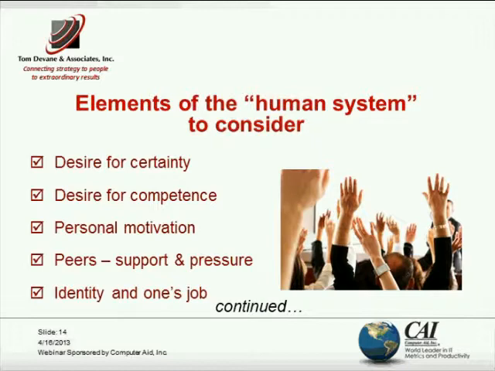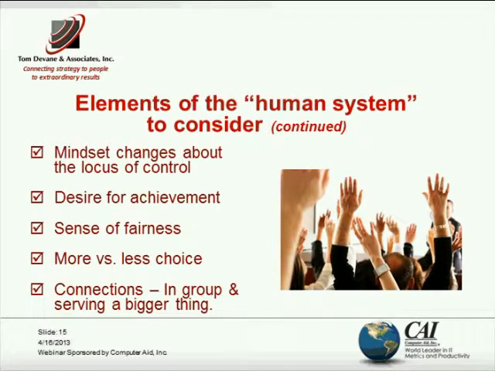So the next thing we take a look at, which is kind of the list continued, is the mindset changes that people need to undergo about the locus of control. We talked earlier about certainty. People also like a certain amount of control in their lives. But if we're implementing some sort of larger IT technology system, some control might pass from one group's hands to another group's hands, and people might feel a bit disenfranchised. So keeping people's mindset and expectations in line before the system gets implemented is really key. People have a desire for achievement, so they want to make sure they can look good.